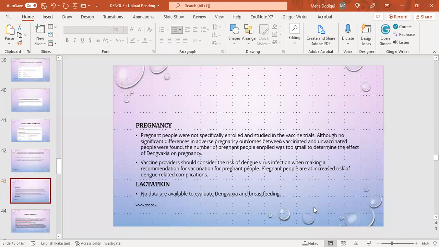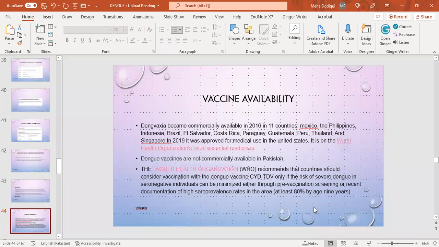The number of pregnant people enrolled was too small to determine the effect of dengue vaccine on pregnancy. However, vaccine providers should consider the risk of dengue virus infection when making a recommendation for vaccination for pregnant people, because pregnant people have an increased risk of dengue-related complications. And there is no data available to evaluate dengue vaccine and breastfeeding.